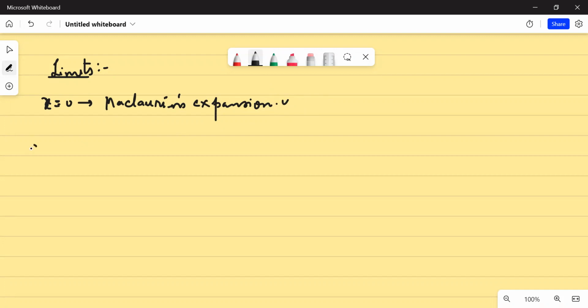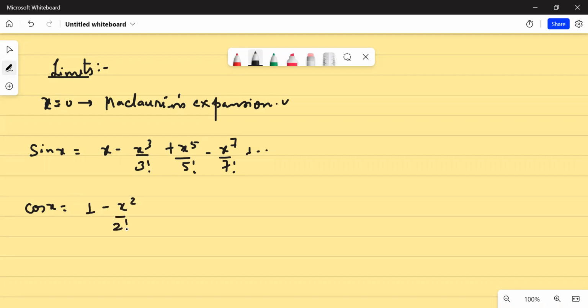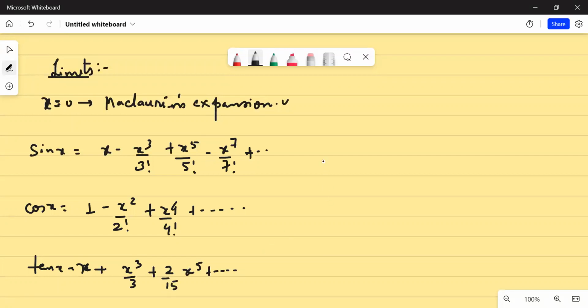Okay, so let us write some of the expansions. The sin x can be written as x minus x cubed by 3 factorial, plus x to the power 5 by 5 factorial, minus x to the power 7 upon 7 factorial, and so on. Your cos x, you can expand about x equal to 0 in this fashion. And this is an infinite series, mind you, this is an infinite series. Okay, you can expand your tan x as x plus x cubed by 3 plus 2 by 15 x to the power 5, and then you can go along.